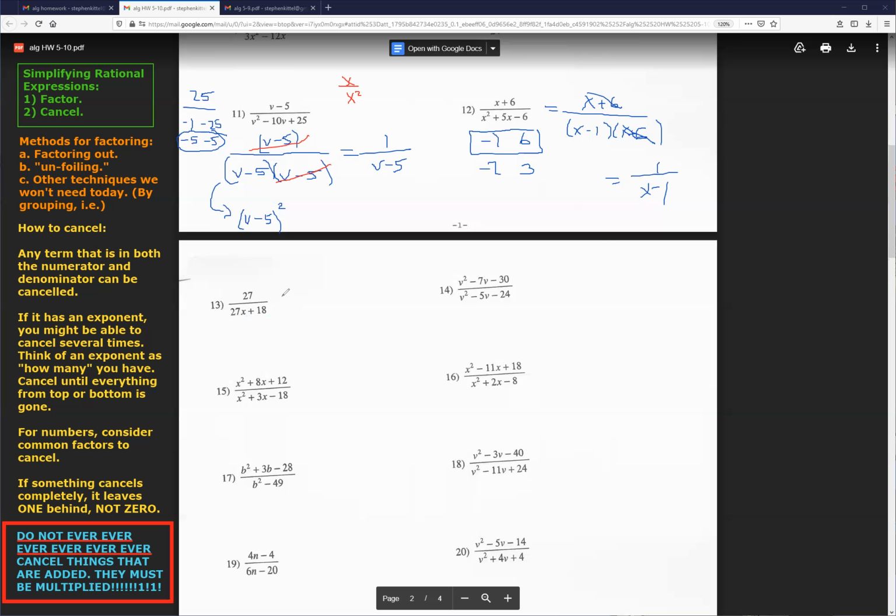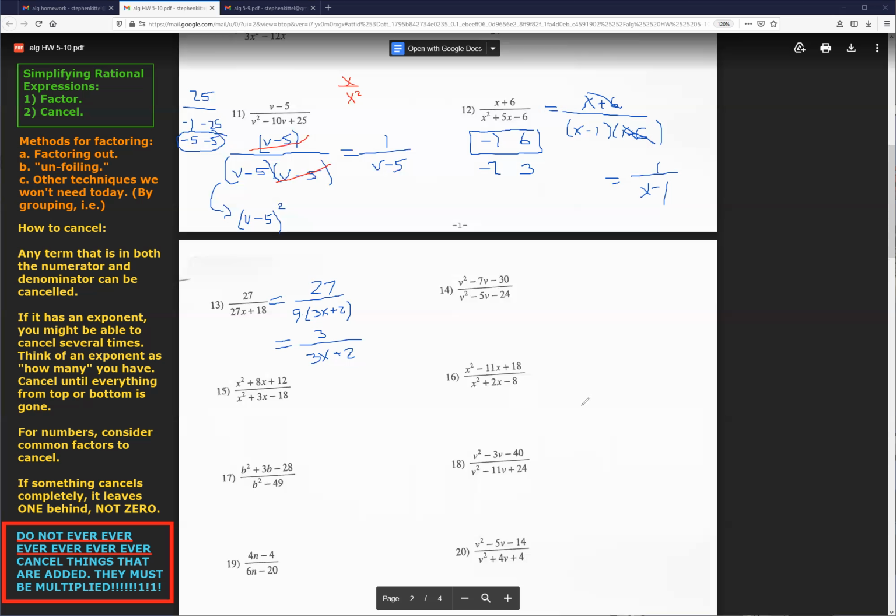So instead, we're going to factor the bottom as 9 times 3x plus 2. And that 9 is now multiplied by other stuff, so that can cancel. 9 goes into 27 3 times. So 3 over 3x plus 2, and that is it. Leave it alone. Again, do not touch these 3's. The 3 is added to this 2 over here. So leave it as is, 3 over 3x plus 2.